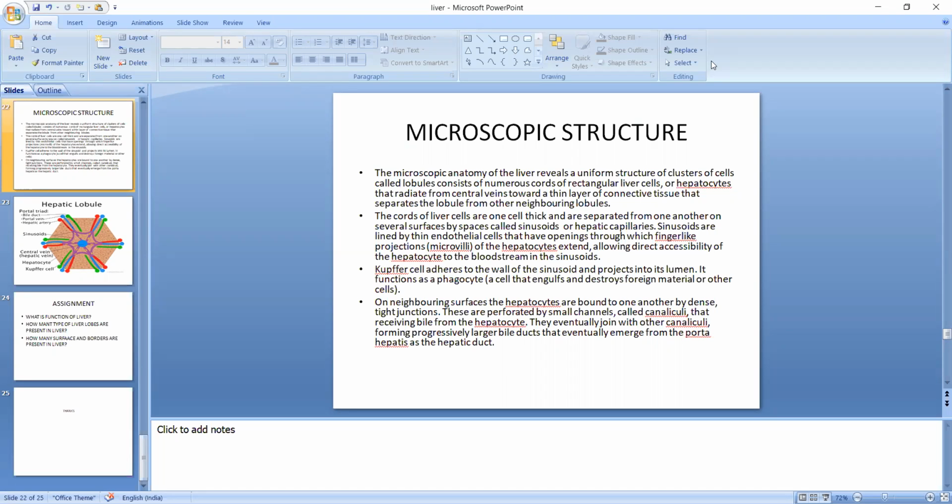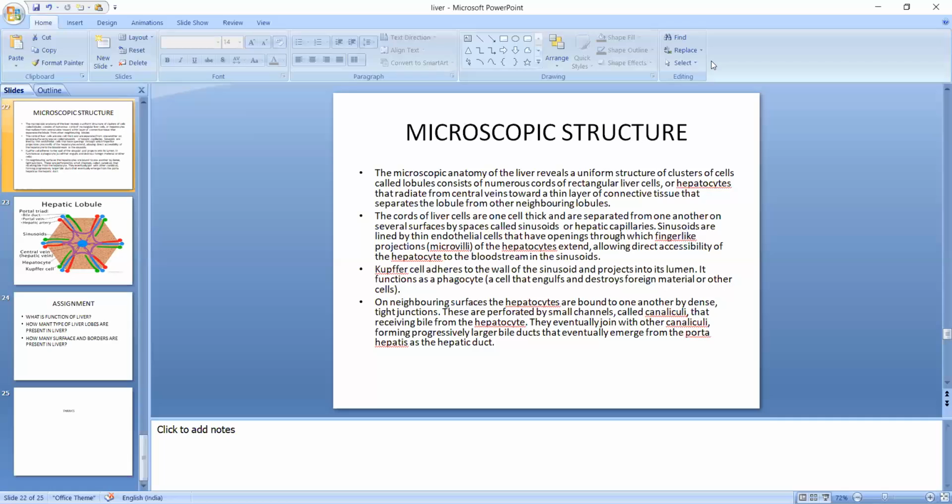The cords of liver cells are one cell thick and are separated from one another on several surfaces by spaces called sinusoids, or hepatic capillaries. Sinusoids are lined by thin endothelial cells that have openings through which finger-like projections of the hepatocytes extend, allowing direct access of the hepatocytes to the bloodstream in the sinusoids. Kupffer cells also adhere to the wall of the sinusoids and project into the lumen, and they function as phagocytes.